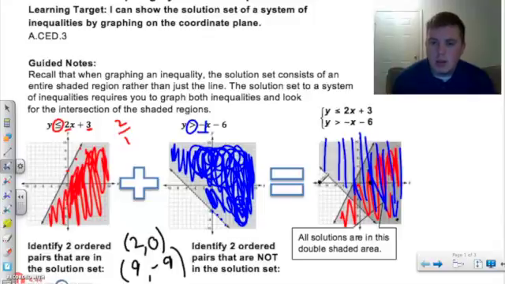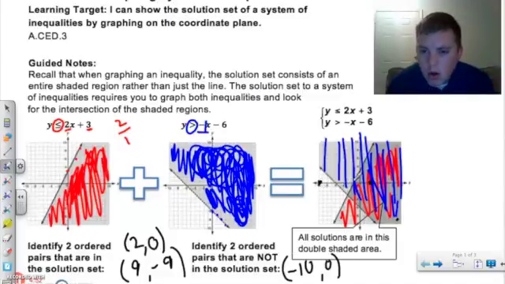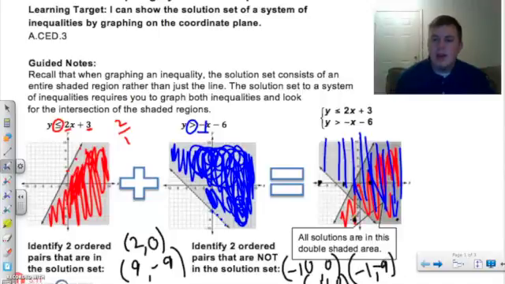So we could do -10, 0 as a possible point, because it's in the area that's not shaded. Or we could do, let's say, -4, 0. That's in the blue shaded region, but it is not where the red region overlaps with the blue. Just like if we pick down here at -1, -9, that would also not be in our solution set because it's where it's just shaded red.